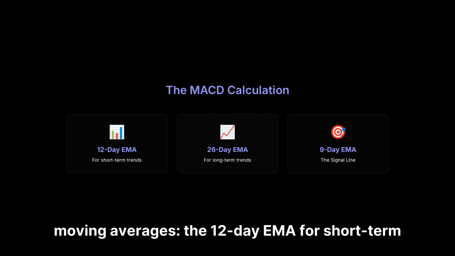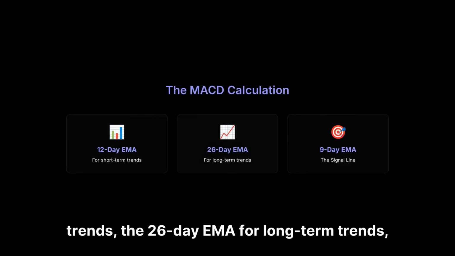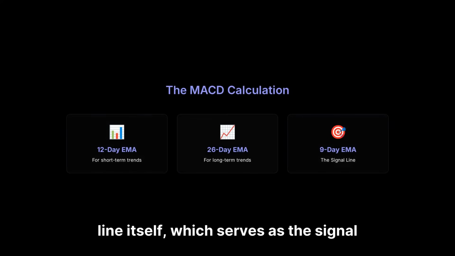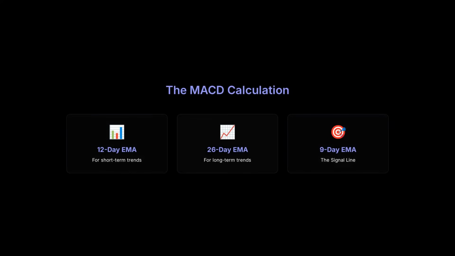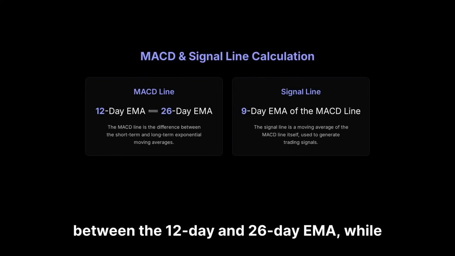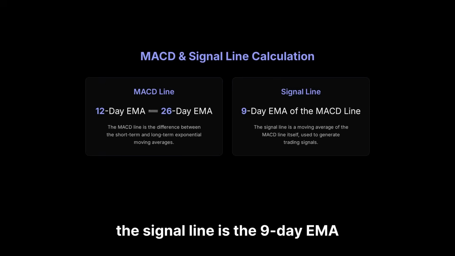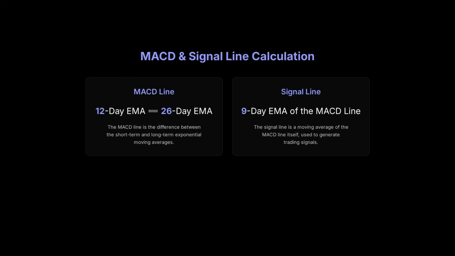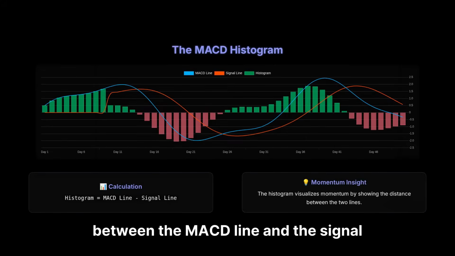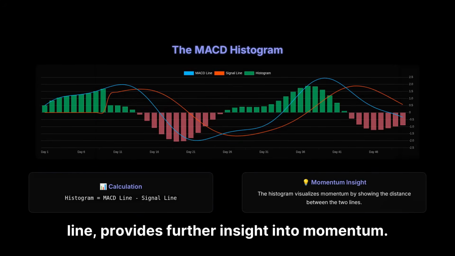The MACD is calculated using three exponential moving averages: the 12-day EMA for short-term trends, the 26-day EMA for long-term trends, and the 9-day EMA of the MACD line itself, which serves as the signal line. The MACD line is simply the difference between the 12-day and 26-day EMA, while the signal line is the 9-day EMA of this MACD line. The histogram, which visually represents the difference between the MACD line and the signal line, provides further insight into momentum.